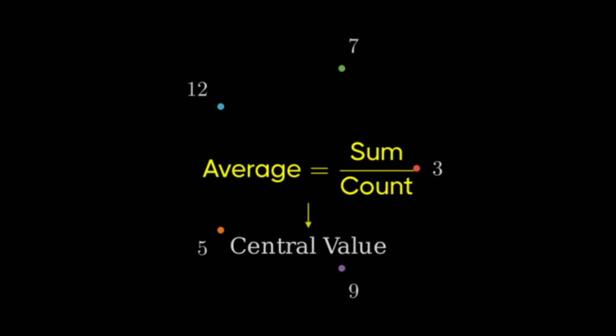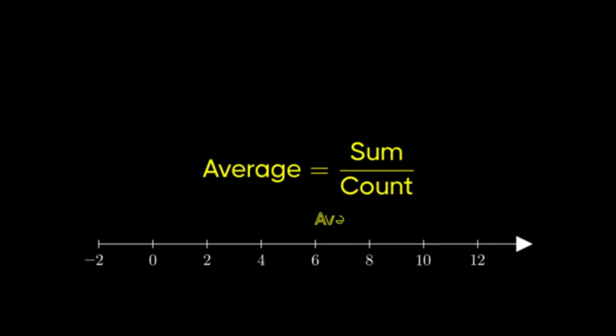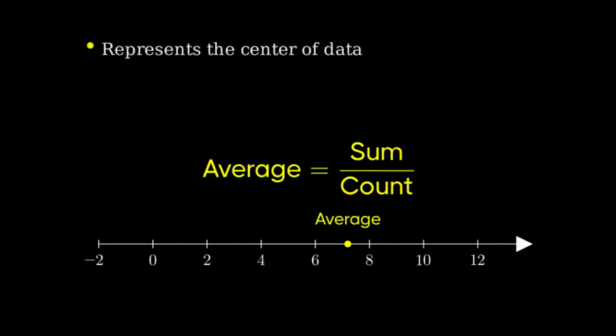On a number line, we can visualize our data differently. The average, which for our 5 numbers is 7.2, sits at the balance point. If our data points were weights on this line, the average would be where the line perfectly balances. Let's explore some important properties of the average that help us understand why it's so useful in mathematics and data analysis. First, the average represents the center of our data, giving us a focal point around which all values are distributed. This helps us understand where most of our data tends to cluster.